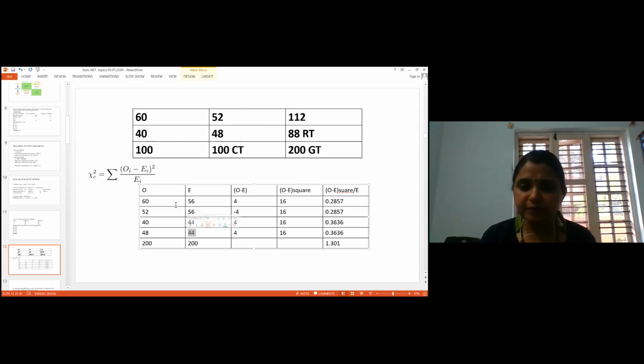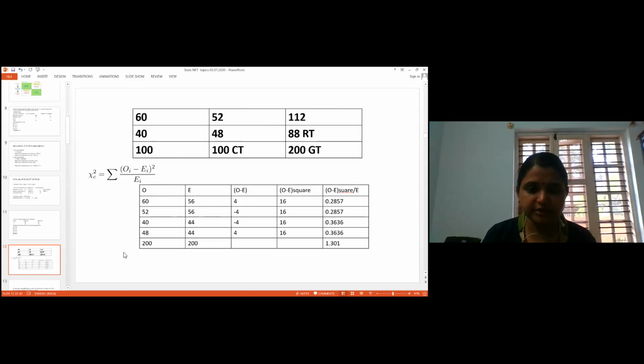Now the difference between observed and expected is 4. See, it is 4 throughout. It need not be the case every time. Here it is positive and negative 4s. Then what we have to do is square them and divide by E. So what is it? 16 by 56. It actually comes like this.